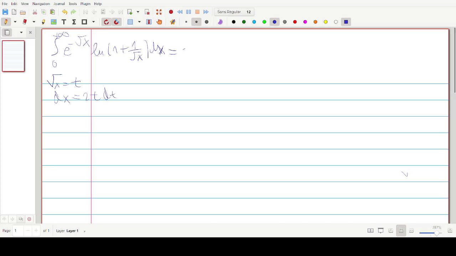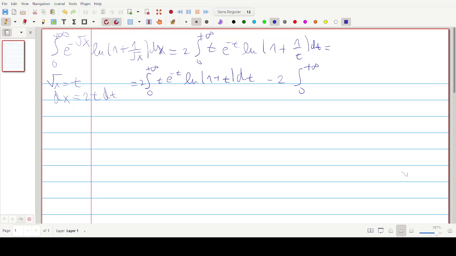From here we get 2 times the integral from 0 to infinity of t e^(-t) ln(1 + 1/t) dt. Using the property of the logarithm, we will break the integral in two. So we will have the integral from 0 to infinity of 2t e^(-t) ln(1 + t) dt minus 2 times the integral from 0 to infinity of e^(-t) ln t dt. Alright, so we will focus on the first integral right now.